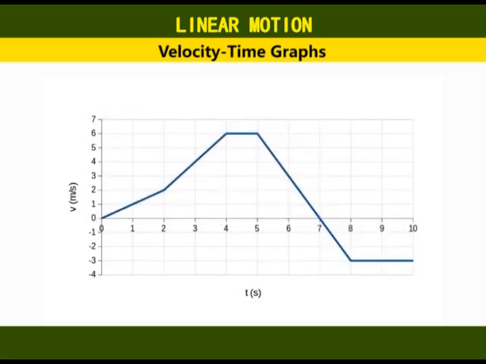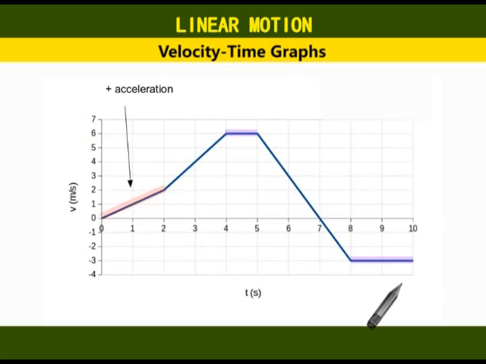So what's happening at these points? These flat sections mean uniform velocity. The velocity is not changing with time. So here, the object moves at 6 meters per second for 1 second. And here, it moves at -3 meters per second for 3 seconds. Uniform velocity also means zero acceleration.